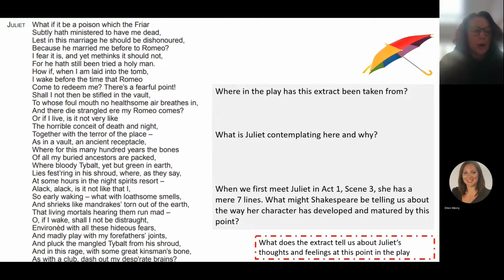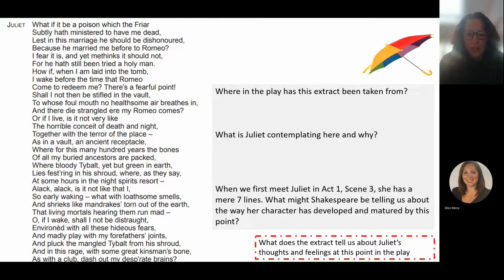Now, when you are going to approach the extract question, you need to think about, once you've read it, where in the play has this extract been taken from? What is it in this particular extract that Juliet is contemplating here? Why is she contemplating this here?